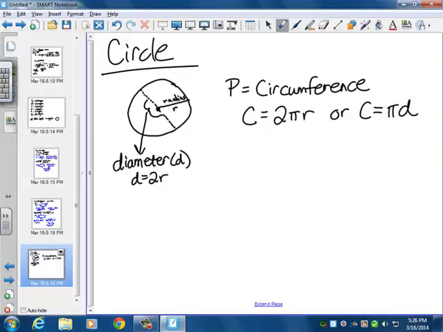Now I'm using this pi. Pi is a number. It's about 3.14. It's actually what it is. It's the relationship. We look off of this equation. Pi is the circumference divided by the diameter.